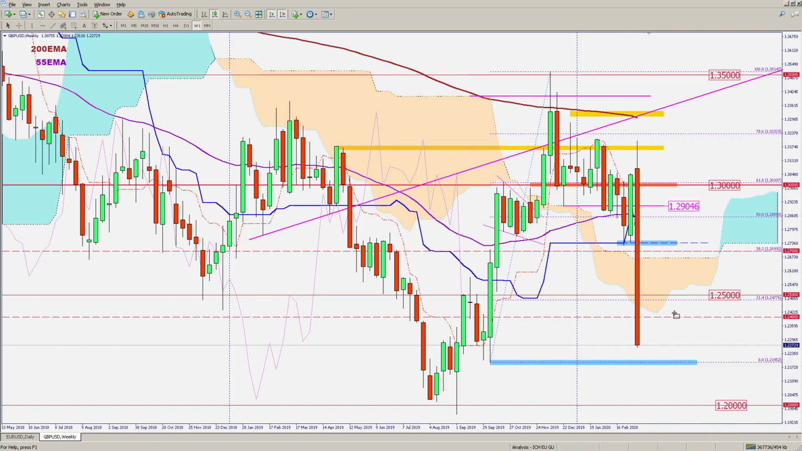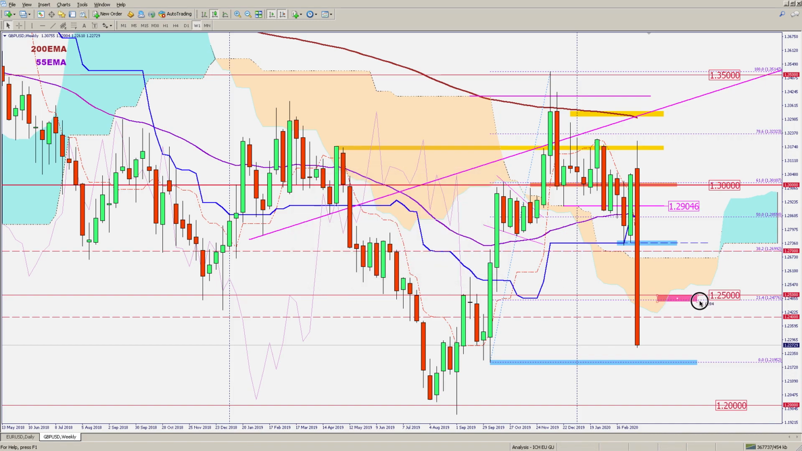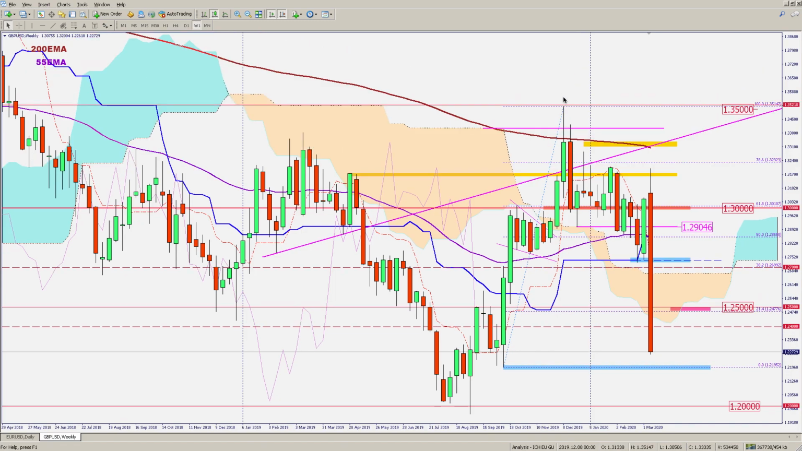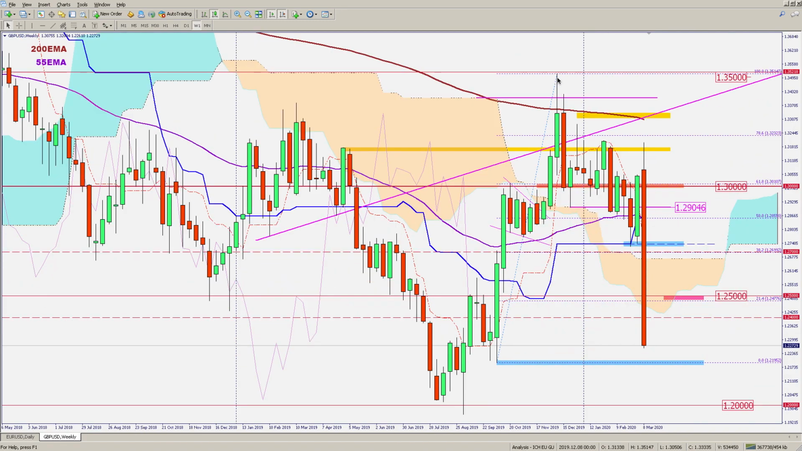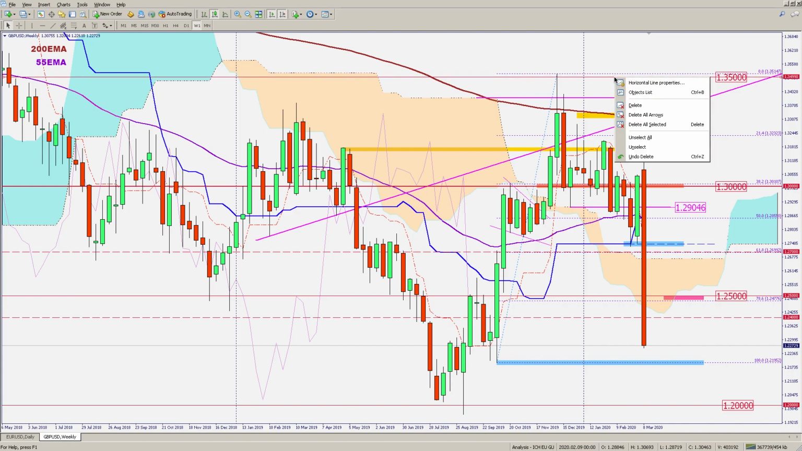So we could add an intermediate resistance zone. Near the 78.6 fib retracement. Let me just shift this over. Right, let's move this back here at the 135.